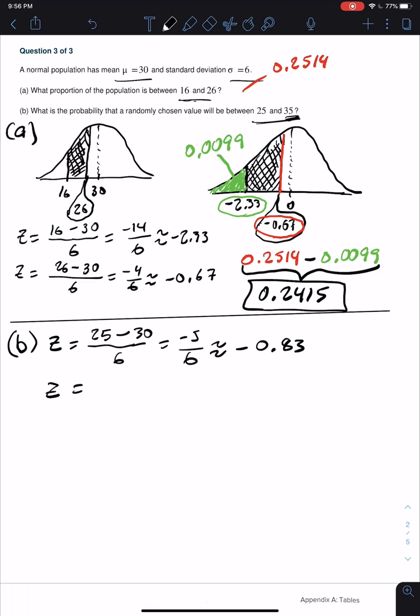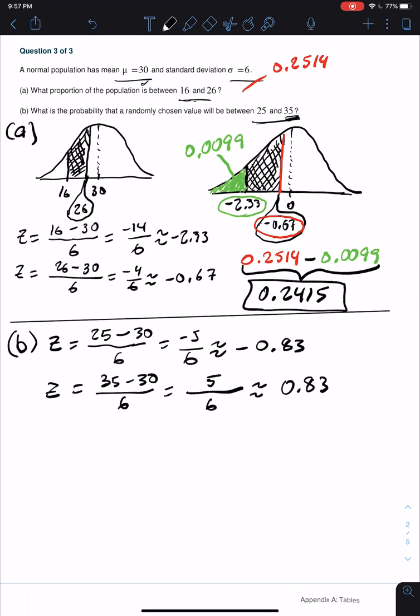Okay, and then we need the z-score for 35. So now the z raw score is 35 minus mu, or mean, of 30, divided by the standard deviation. Now, you see 35 is larger than 30. This is going to give us a positive z-score. 35 minus 30 is 5, and 5 divided by 6 gives us approximately the positive value of 0.83. We're, of course, rounding on that one.